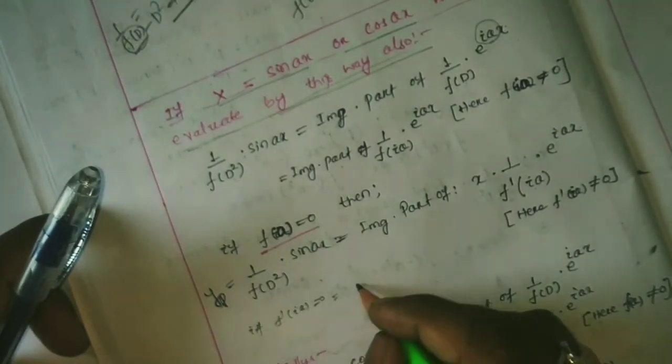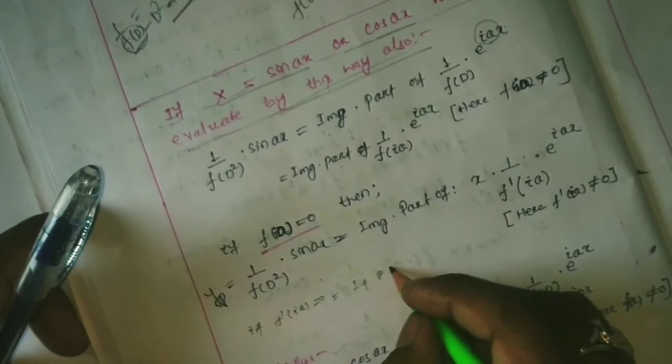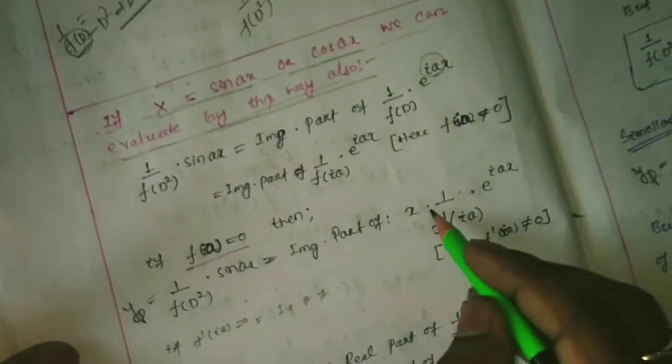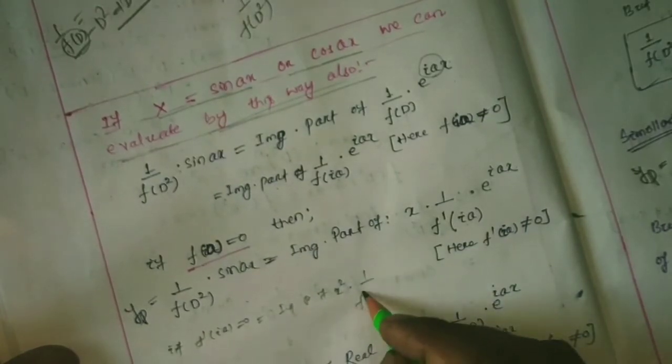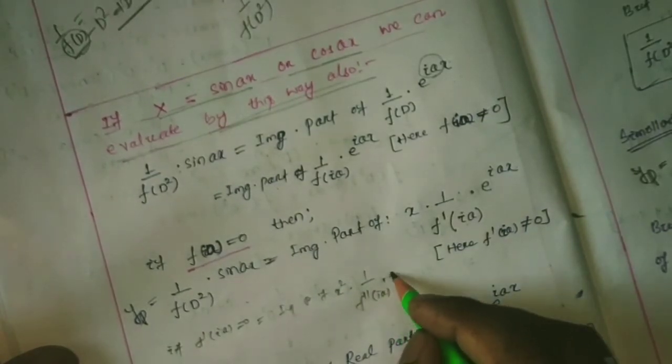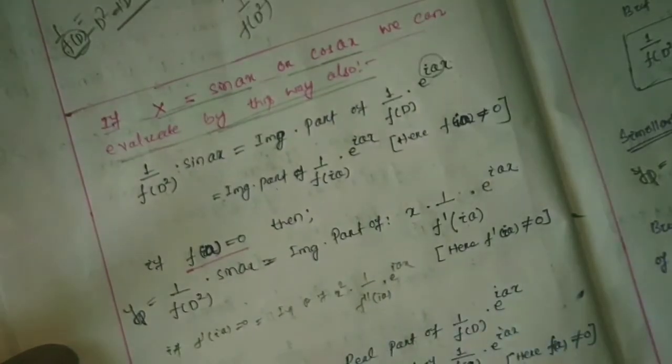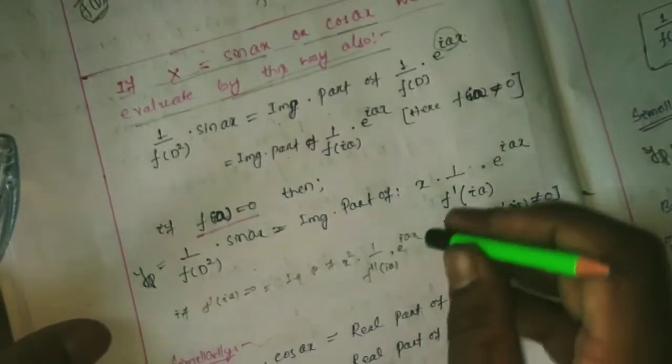The answer will be the imaginary part of x multiplied, x square into 1 by f double dash ia into e to the ix. Similarly, higher orders we can consider.